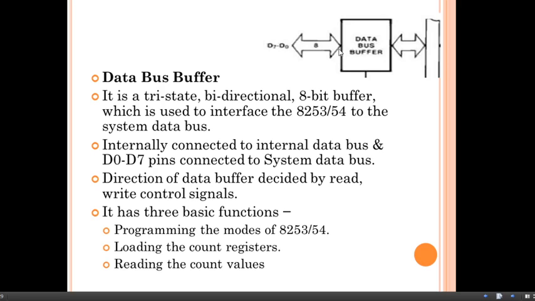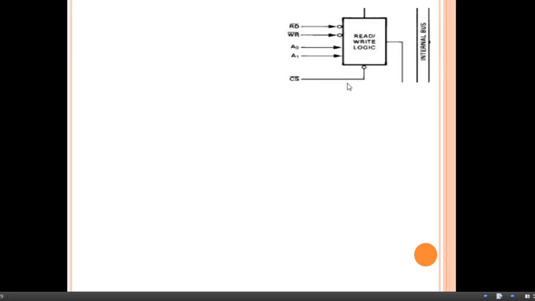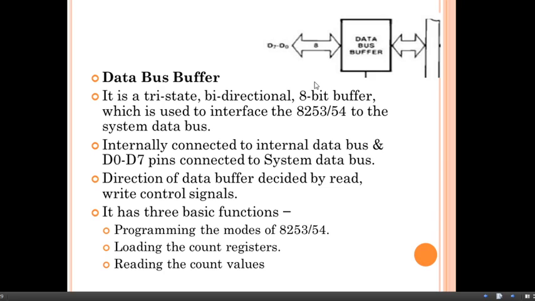Here this data bus buffer has three basic functions. The first function is programming the modes of 8254 or 8253. Then next, loading the count registers, and reading the count values. These are the three basic functions which get performed by this data bus buffer.